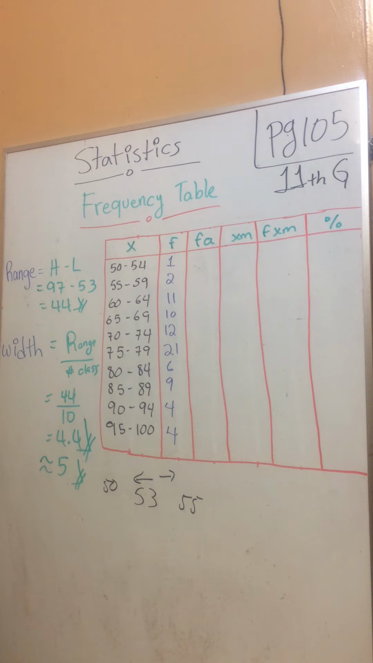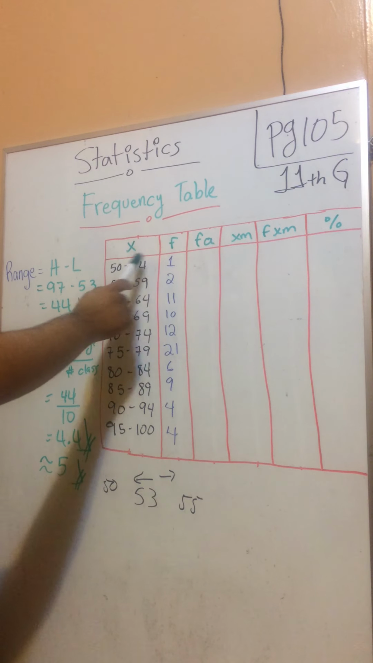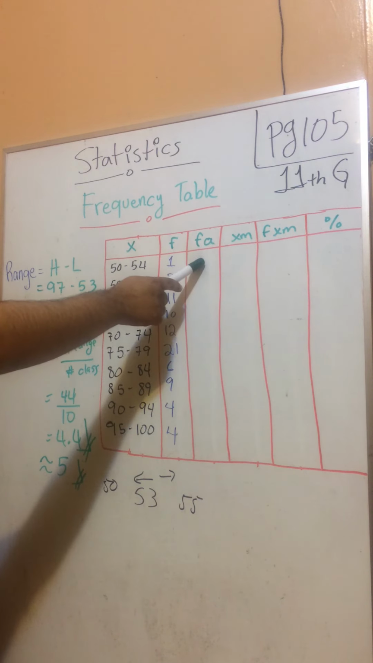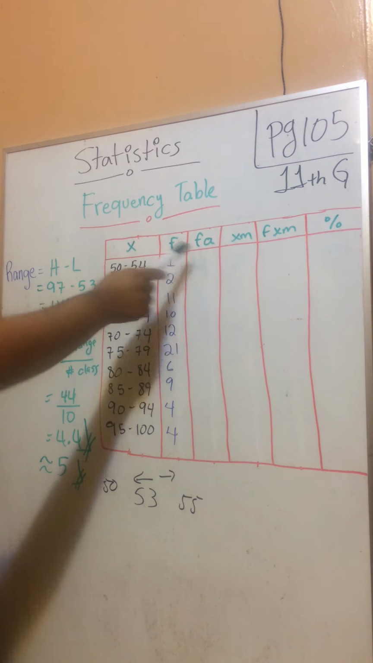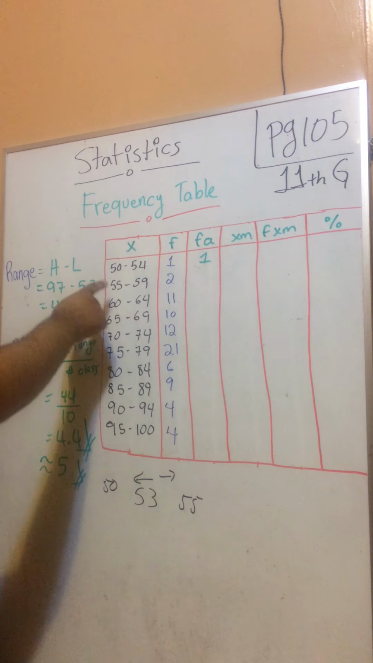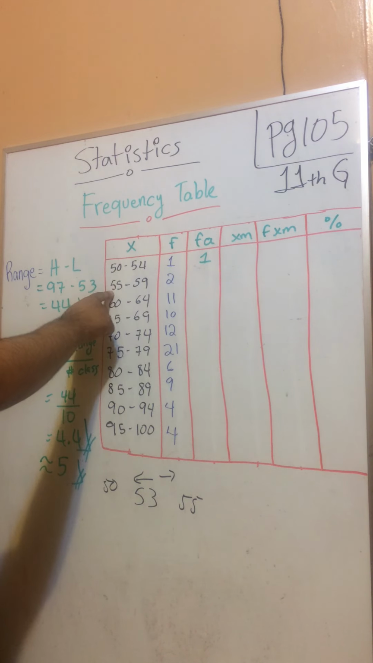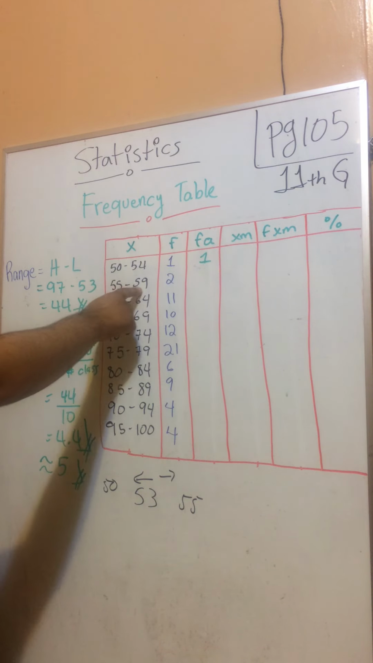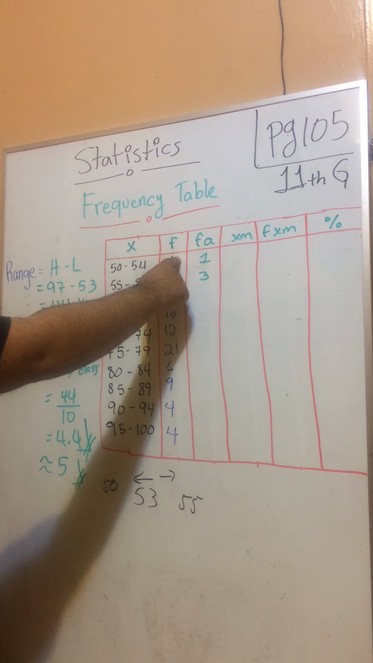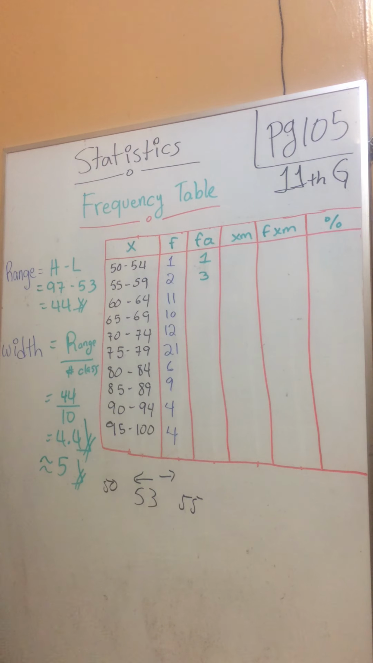For example, between 50 and 54, we have 1, so we copy it. Now we have to include the next interval. From 50 to 54 and from 55 to 59, that would make it from 50 to 59, we have 1 and 2. So here we have 3. Where do we get it? When we add F and F.